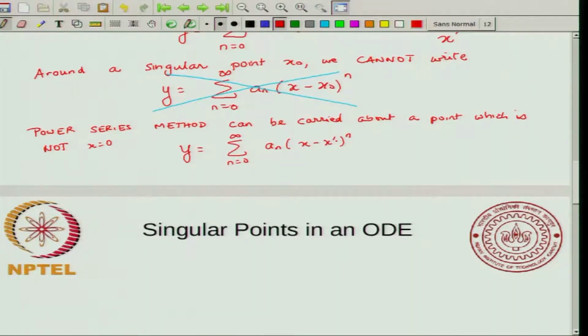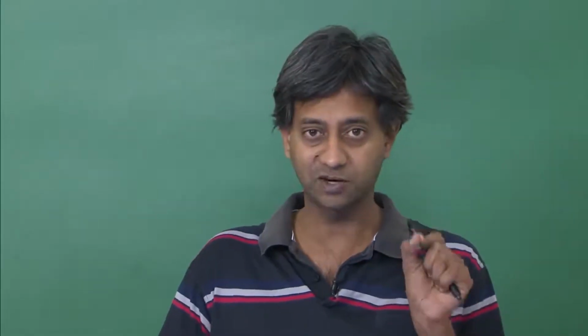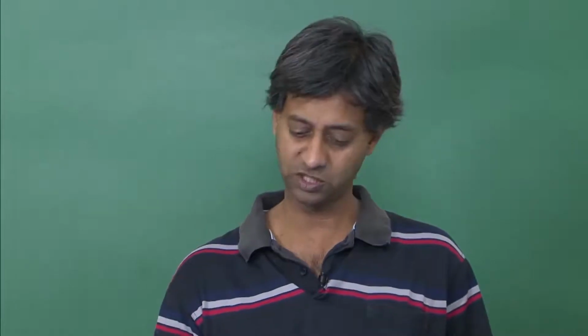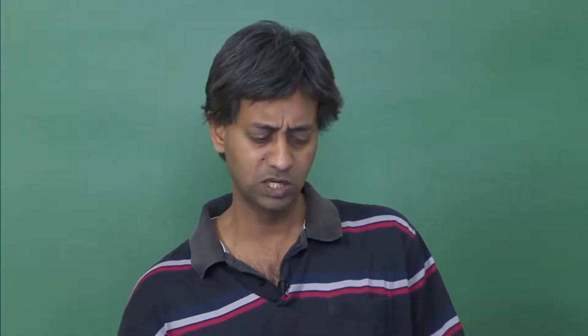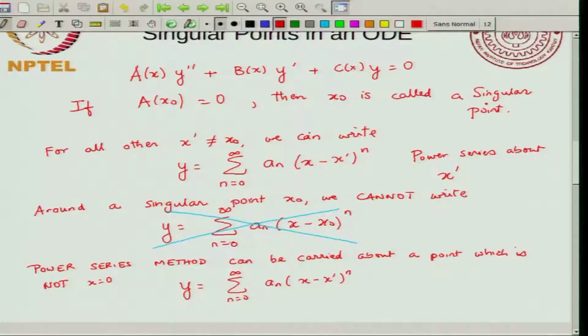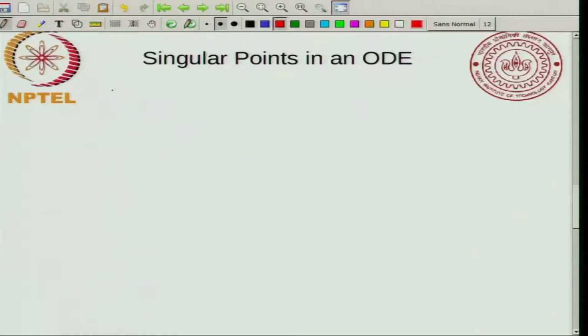In the last case, when we were considering the Legendre equation and the Hermite equation, we were looking at power series specifically around the point x prime equal to 0, but that need not be the case. You can take power series methods about a point which is not the same as the origin. Now let us get back to this equation. We saw that when a of x0 equal to 0, then x0 is a singular point, and you cannot use the power series method as it is. Now let us look at the different kinds of singular points.